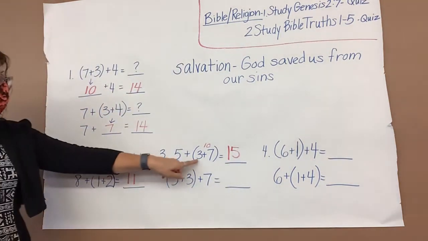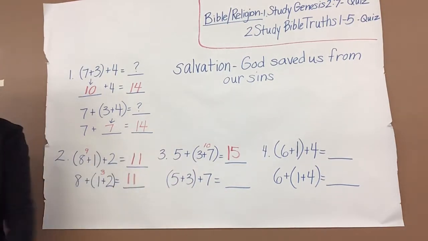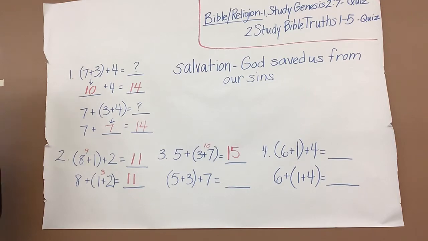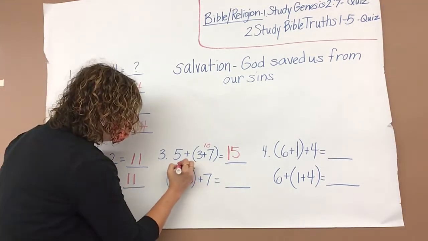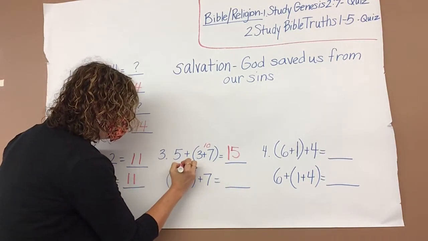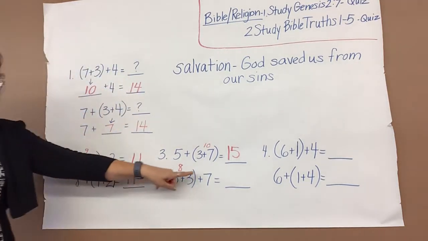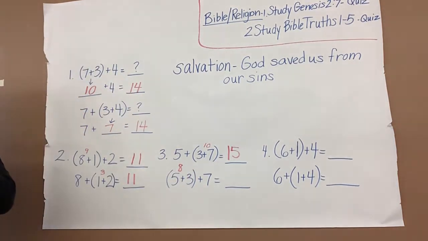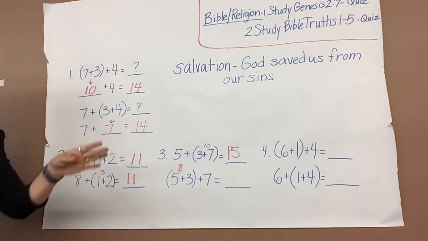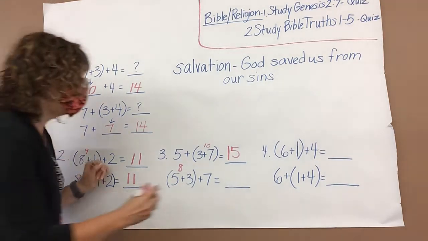All right, now, same problem, 5 plus 3 plus 7, but this time the 5 plus 3 is in parentheses. What's 5 plus 3? 8. So put an 8. We're just going to flirt. I'm not going to call hands. And then 8 plus 7 is like a near double, because 7 plus 7 is? 14. So 8 plus 7 is going to be? 15.